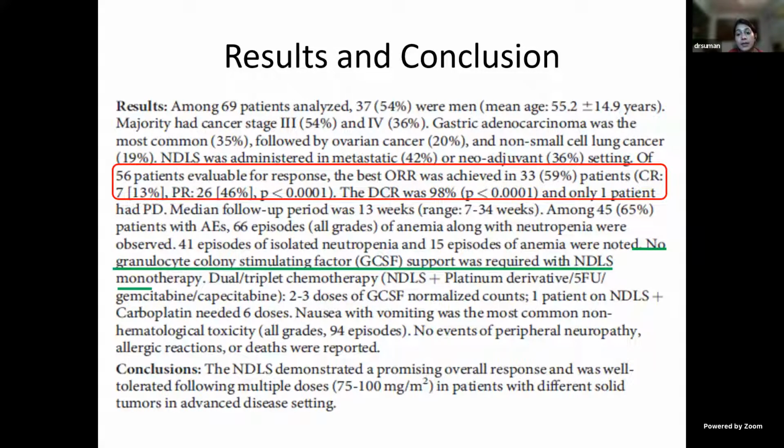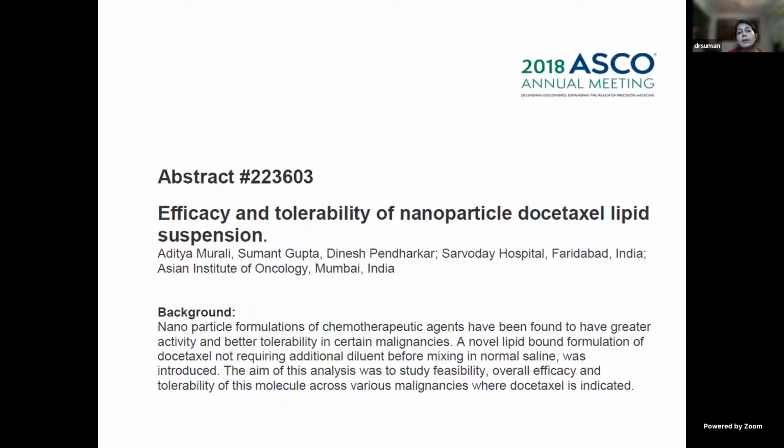And they found that the best overall response rates were achieved in 59% of the patients. They had at least 7 patients who had a CR and 26 patients who had a PR. And their disease control rate was about 98%. And no GCSF support was required whenever there was a monotherapy of this drug. So which is quite promising.